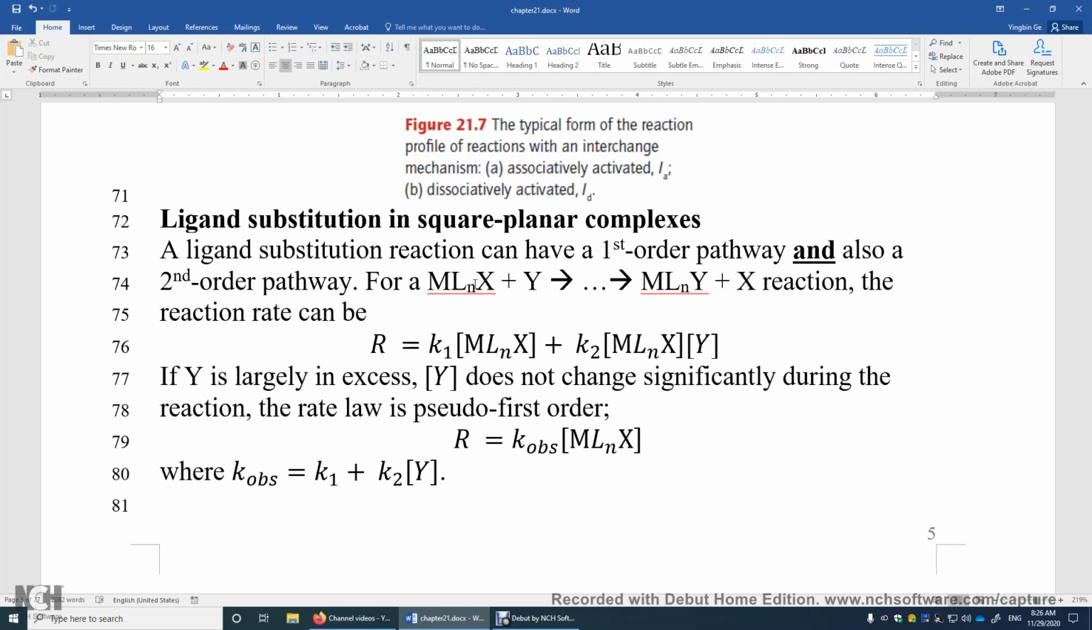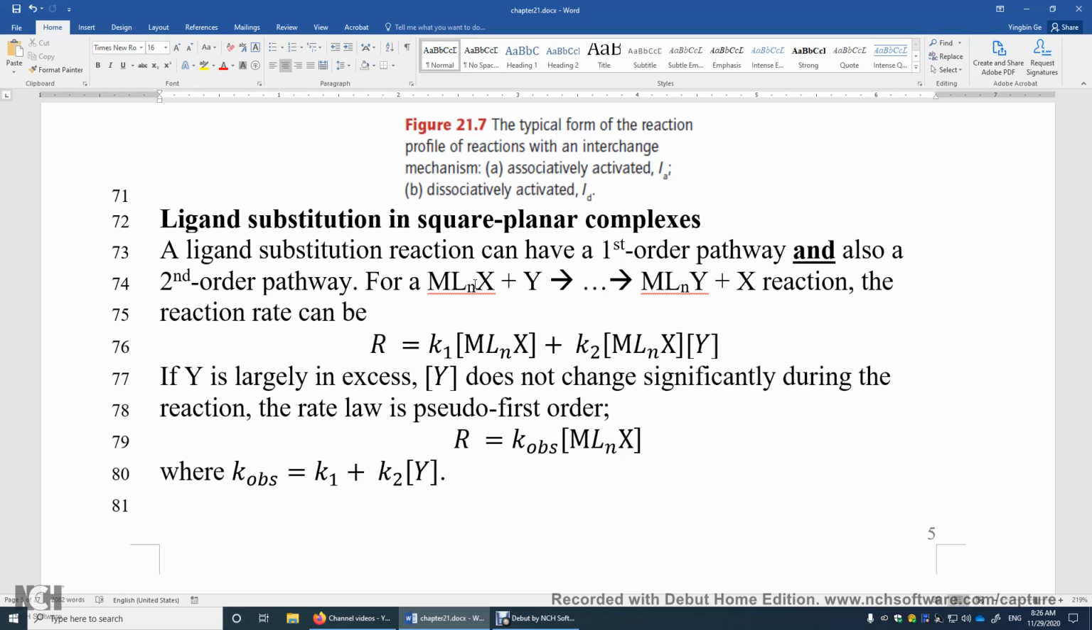So it is possible for an entering group to approach this metal from the top or from the bottom. So it's possible for this reaction to be a second order reaction. The reaction rate is proportional to the concentration of this reactant transition metal complex, and also proportional to the concentration of the entering ligand. So that's second order. But also it can be first order.